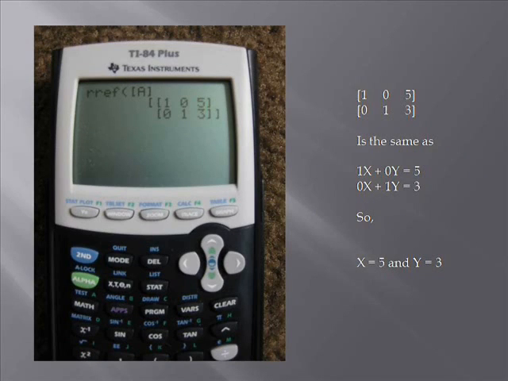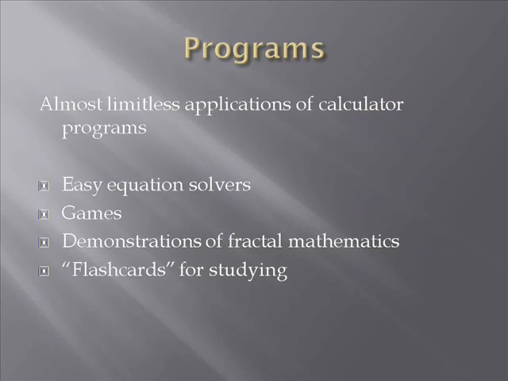The matrix the calculator gave us might look strange at first, but what it really is telling us is that 1x plus 0y equals 5 and 0x plus 1y equals 3. So really, the calculator just solved the system of equations for us and gave us the answer x equals 5 and y equals 3. Now we get to the real bread and butter of the graphing calculator: programs.